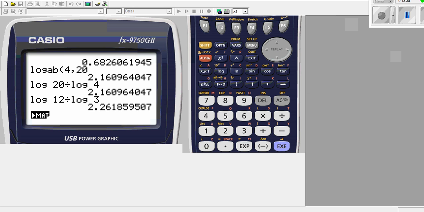You can type it in either way. It's just depending on what you want to do. If you want to go through option F4, F6, F4 to get to log AB, that's fine. Do it. If you don't, then you just do log 12 divided by log 3 if you don't want to go through all that.